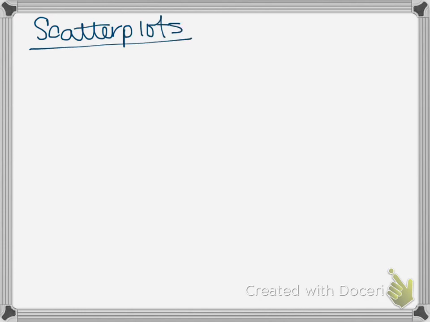So we're going to start talking about scatter plots. Now, we've been graphing linear equations and discussing what those look like. We've talked about all three different forms of linear equations. And a scatter plot is not going to be a linear equation.